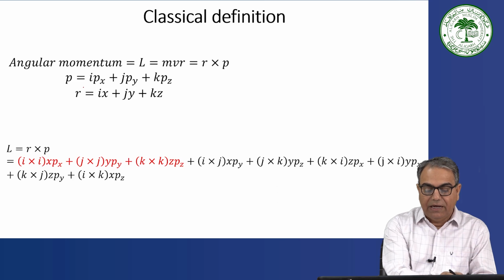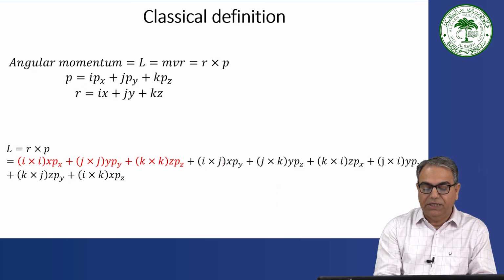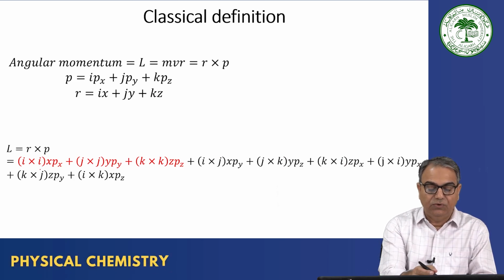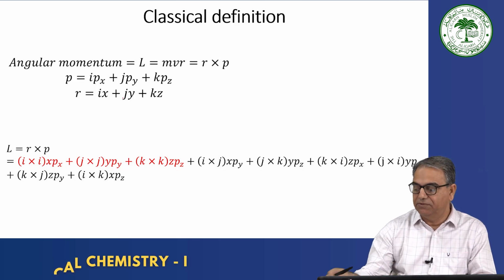Then you have i multiplied by j, so x py, and then j into k will be y pz, k into i will be z px, and j into i is y px, k into j will be z py, and i into k will be x pz. Okay, so altogether there will be 9 terms, 3 terms here multiplied by these, altogether 9 terms we have.